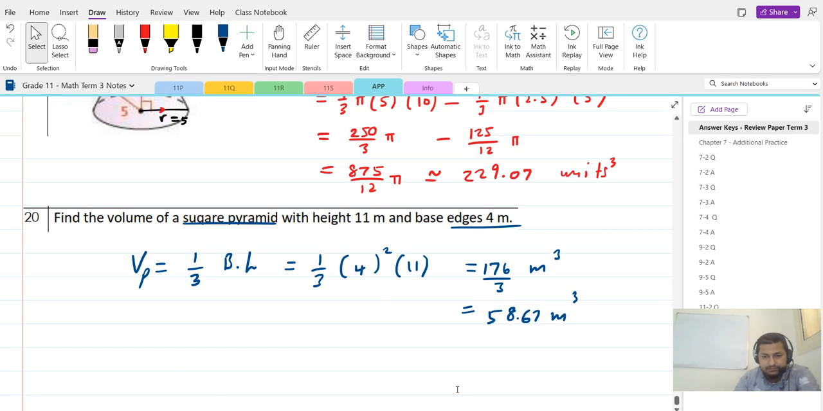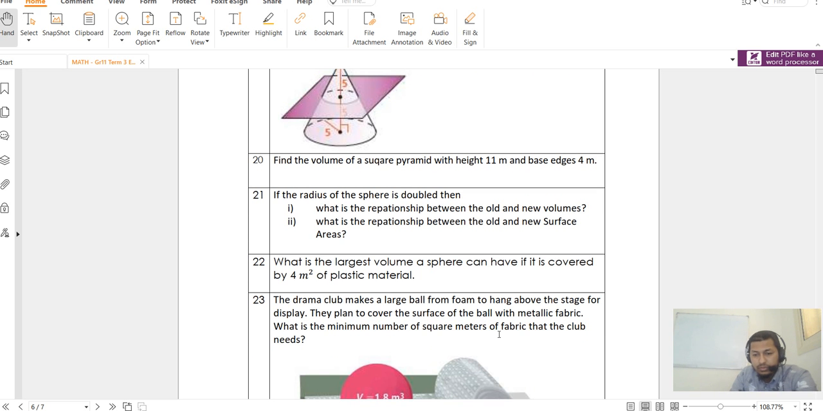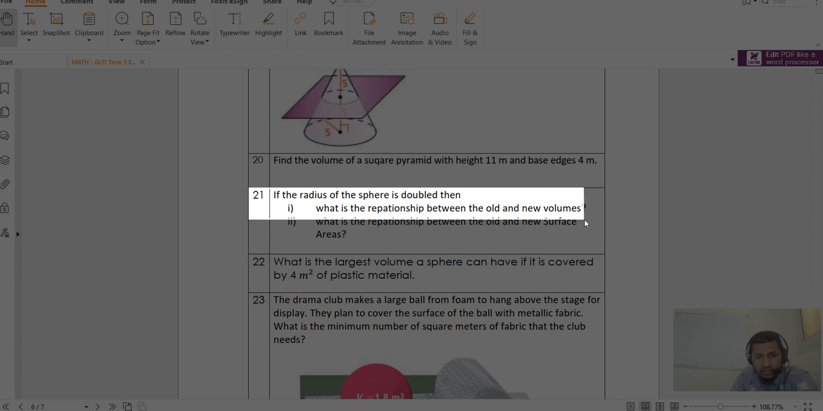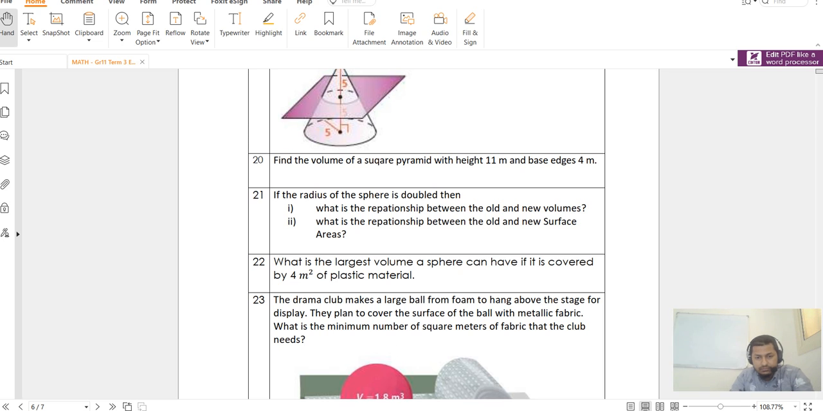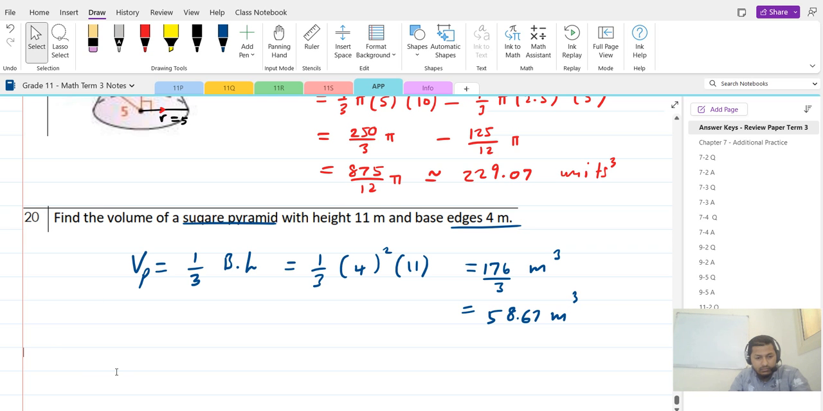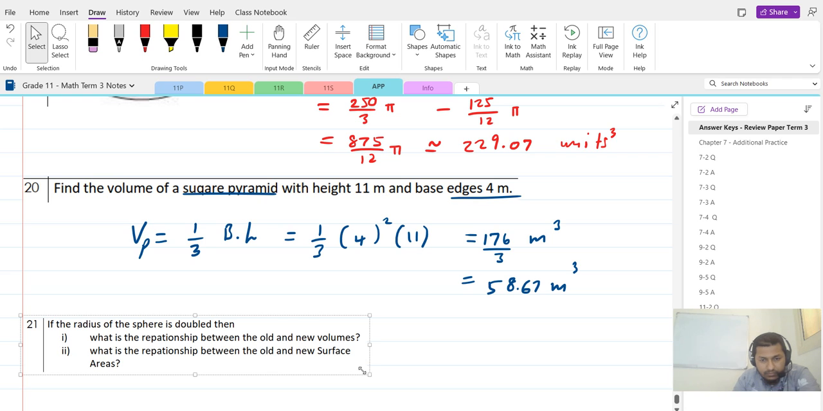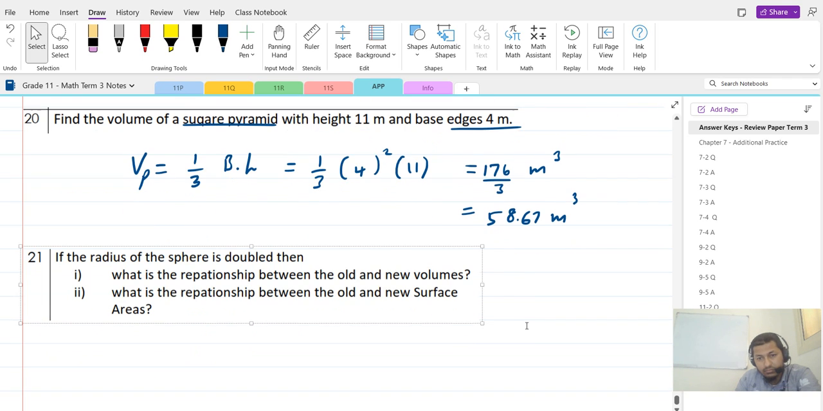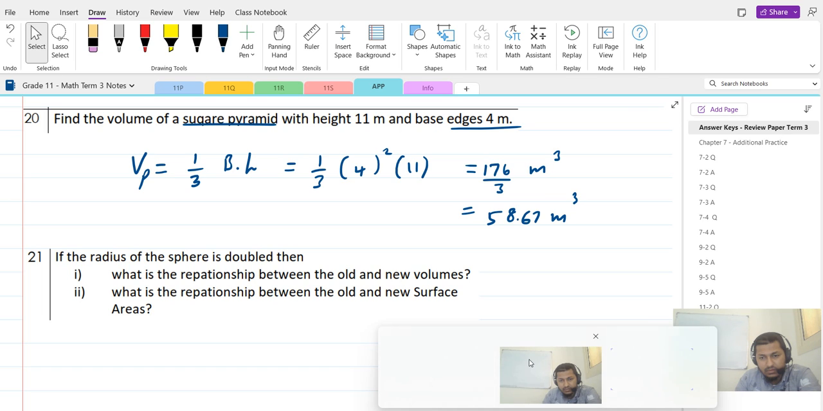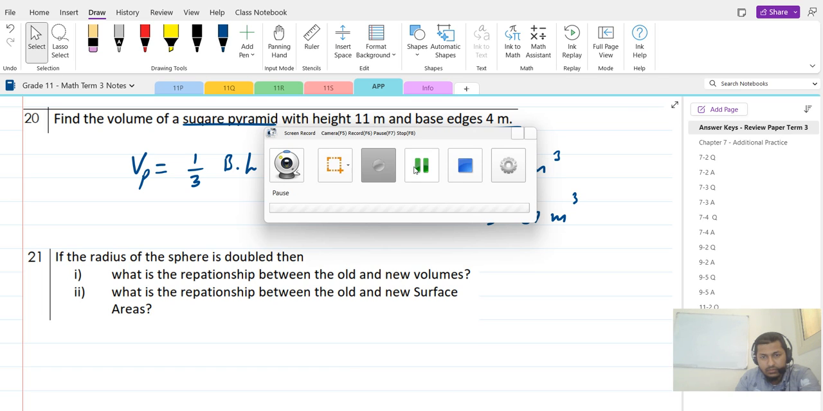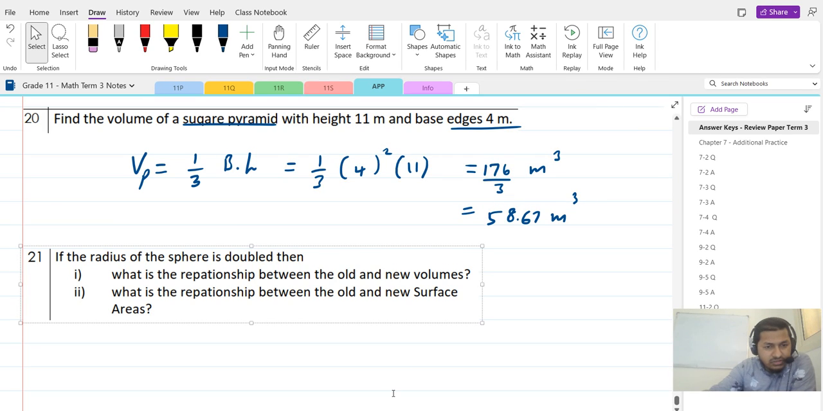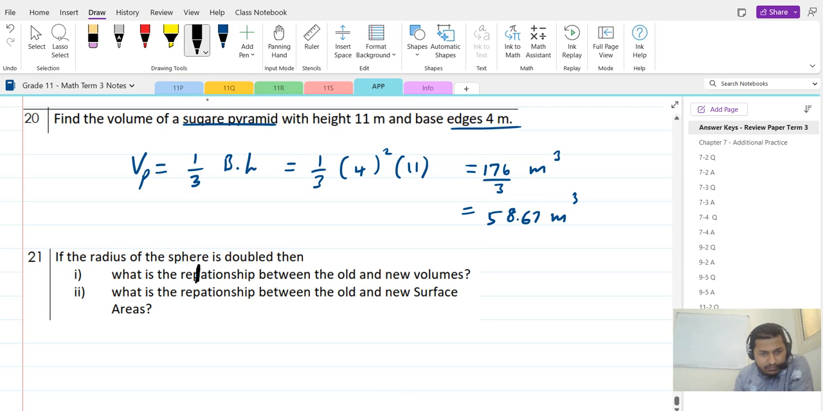Next problem. What we have here is number 21. If the radius of this sphere is doubled, then what is the relationship between the old and new volumes?